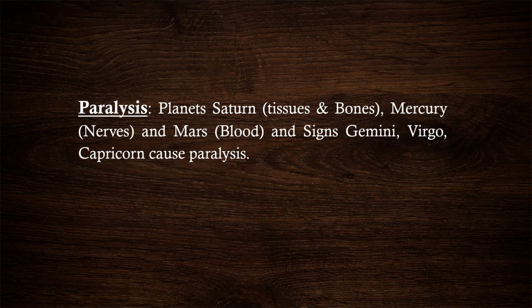Paralysis. Planets Saturn (tissues and bones), Mercury (nerves), and Mars (blood), and signs Gemini, Virgo, Capricorn cause paralysis.